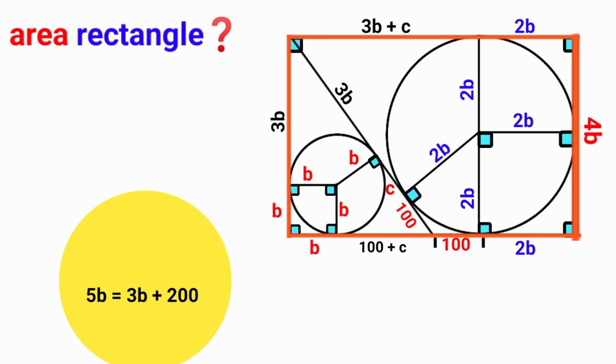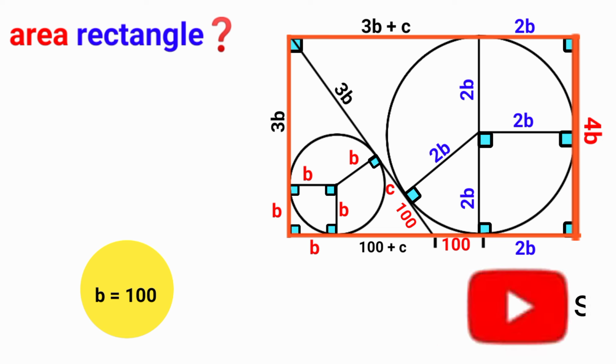Take 3b to the left. So 5b minus 3b equals 200. 5b minus 3b is 2b. So 2b equals 200. Divide both sides by 2. Here 2 cancels 2, while here 200 divided by 2 is 100. So b equals 100.